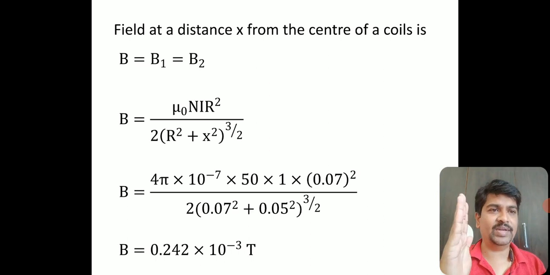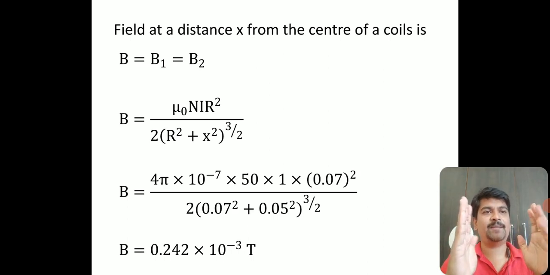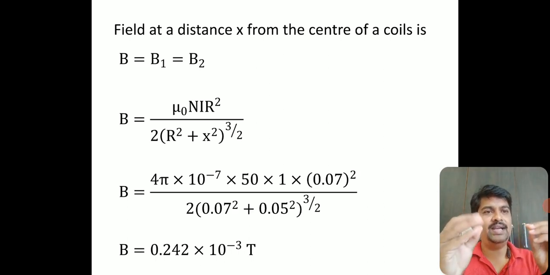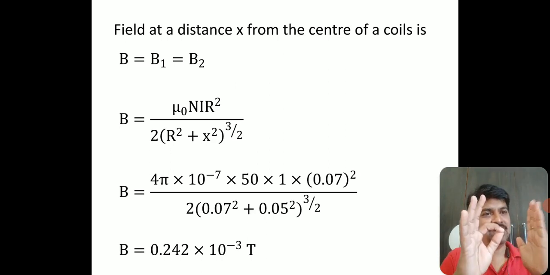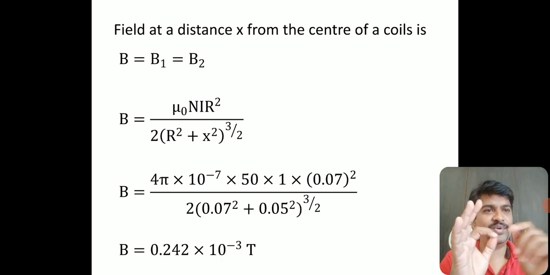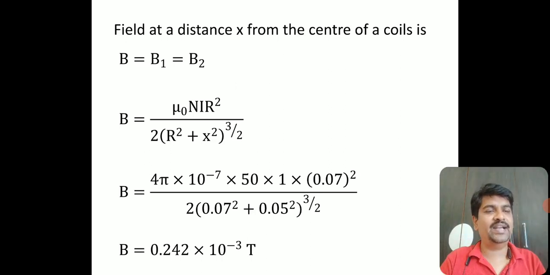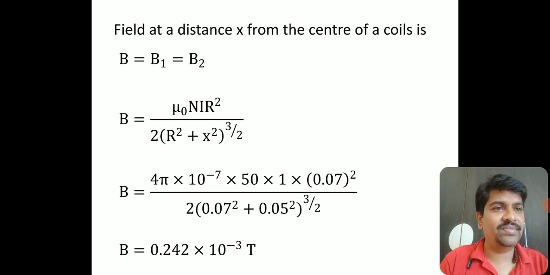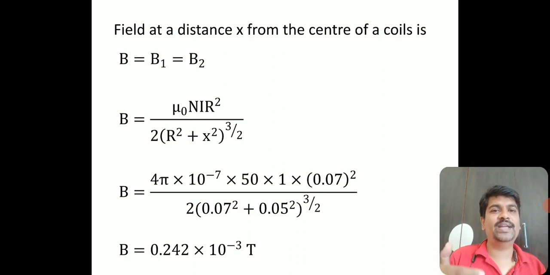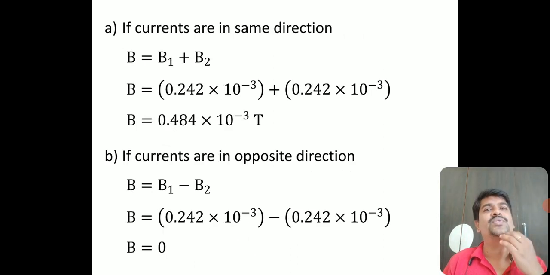So say it is B1. B2 will also be the same. So what could be the magnetic field due to both the coils at the center? From one coil I am getting a magnetic field of B1, which I got as 0.242. From the other coil I also get the same magnetic field, which is 0.242. So what could be the magnetic field at the center due to both these coils? It is 2 times the value which I got, which is 2 times 0.242. Yes, so it is B1 plus B2.